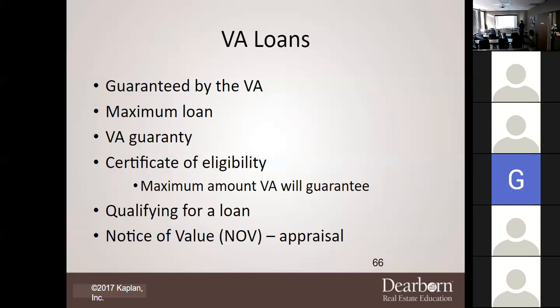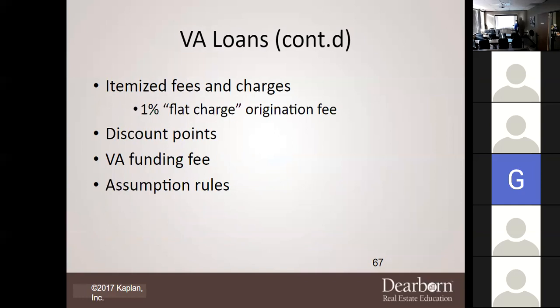They do have itemized fees and charges, and oftentimes there's a 1%, majority of the time, there is a 1% flat charge origination fee. Okay? There, of course, are options for discount points and VA funding fees, as well as assumption rules as well. But the key thing I want you to remember on VA loans is you can only have how many VA loans active at a time, Mr. Grossman? Just one. You cannot have more than one at a time.